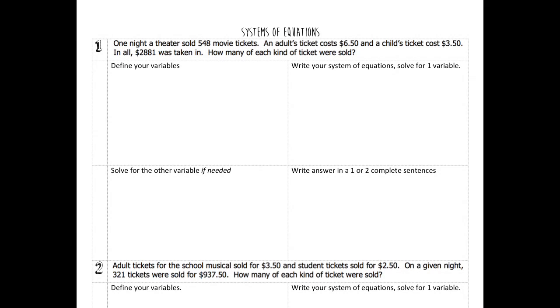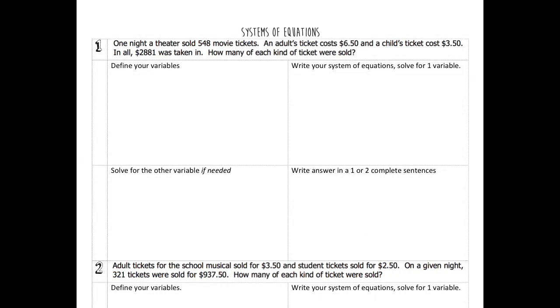One night, a theater sold 548 movie tickets. An adult's ticket cost $6.50, and a child's ticket cost $3.50. In all, $2,881 was taken in. How many of each kind of ticket were sold? Okay, how many of each kind of ticket were sold?